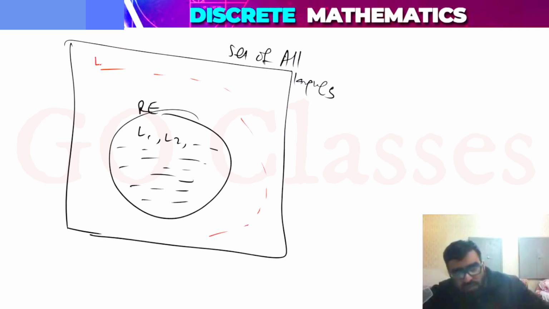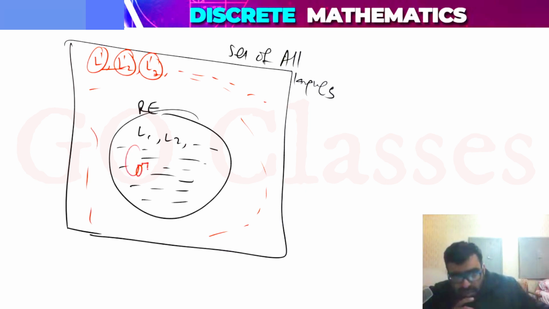For example, here you can have L-2, L-3, and so on. These are the not RE languages. This is not RE, this is not RE, this is not RE, and so on. Now we have seen two results. One is that the set of all RE languages is countable. This we have already seen. And also we have seen that the set of all languages is uncountable.